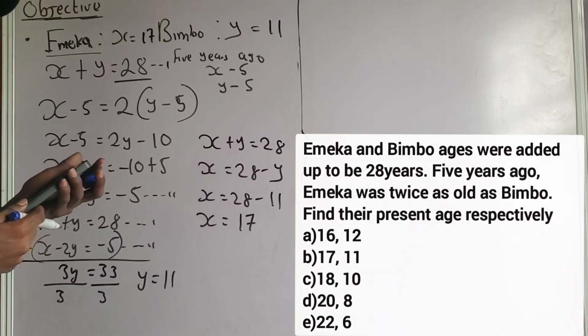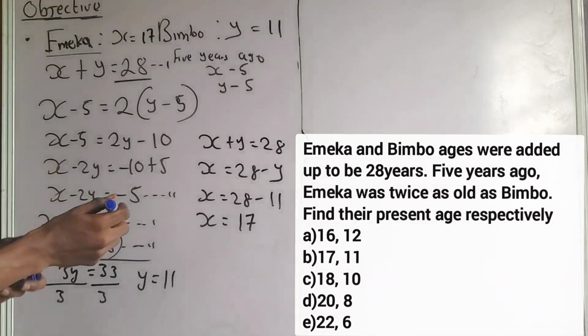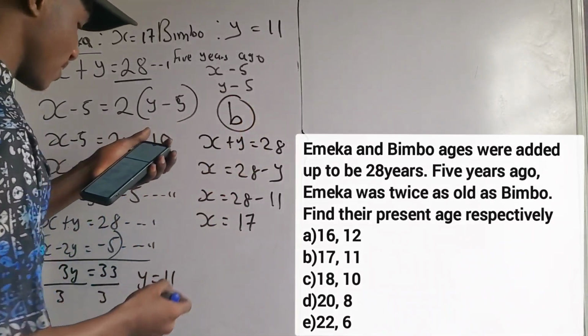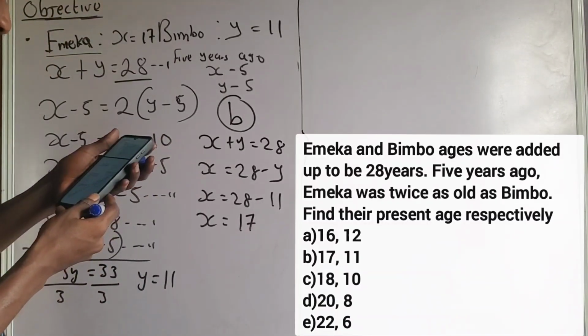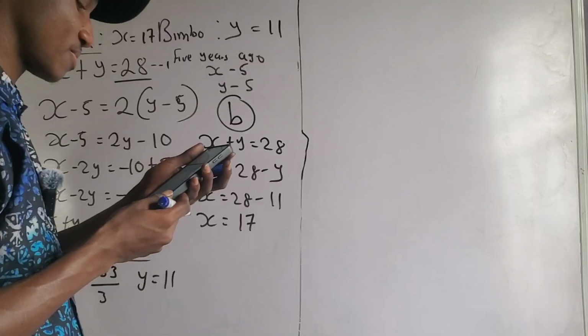The correct option to that question is option B. Option B is correct. That is 17 and 11. Do you understand? Okay. Let's look at the next question.